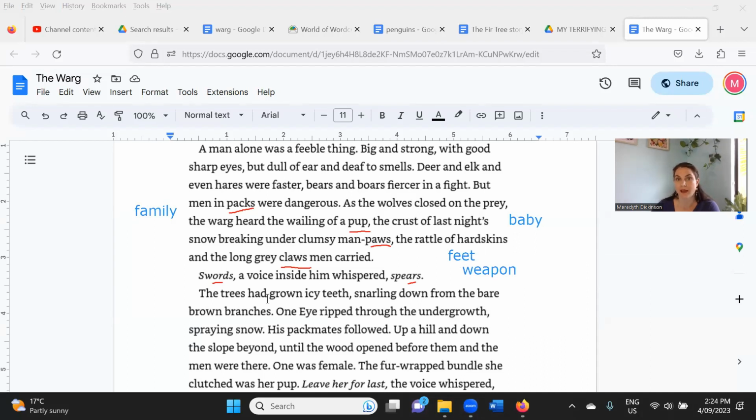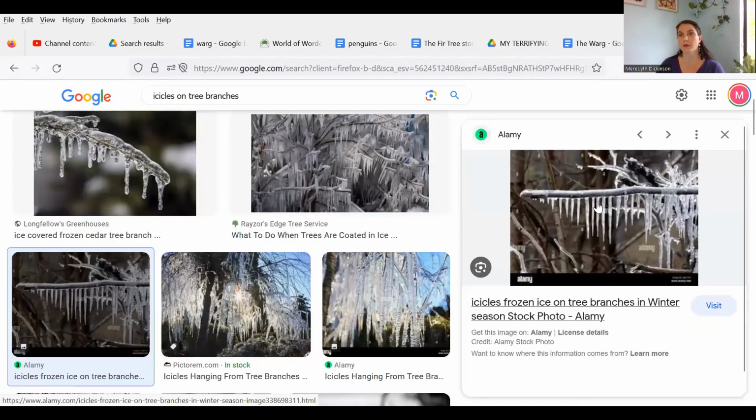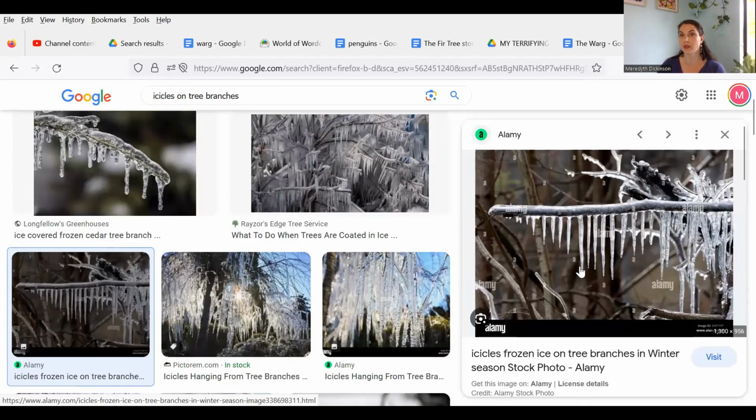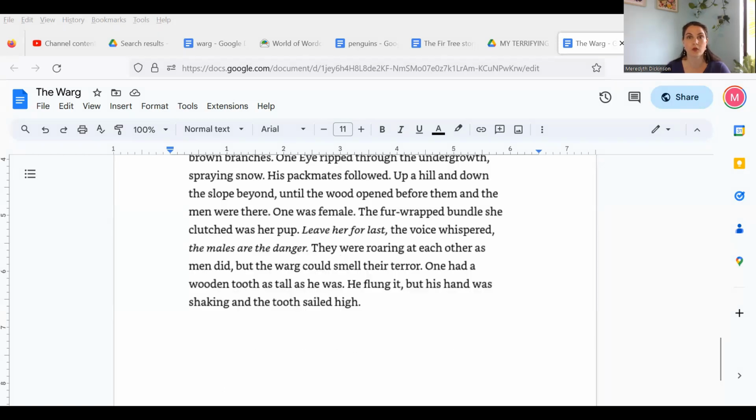The next one we're going to look at is this idea of the trees had grown icy teeth. Do you see how they sort of look like long teeth? And remember, we're understanding the world from the perspective of a wolf. So he's going to look at them and go, oh, that's a fang. So coming back to here, the icy teeth would be icicles, snarling down from the bare brown branches. One Eye ripped through the undergrowth, his packmates followed. The fur-wrapped bundle she clutched was her pup, so we've talked about that. There's one more to look at.